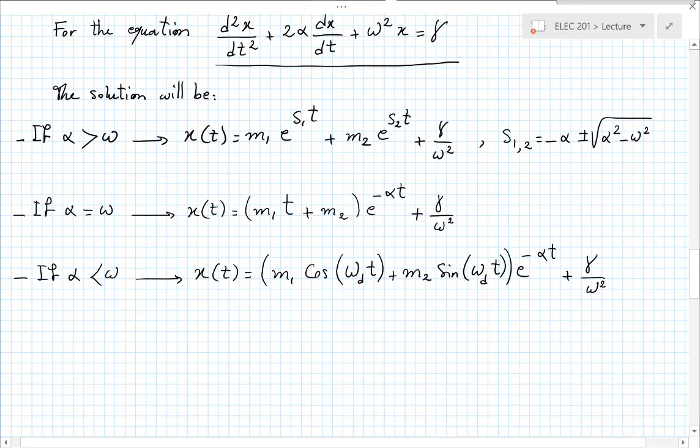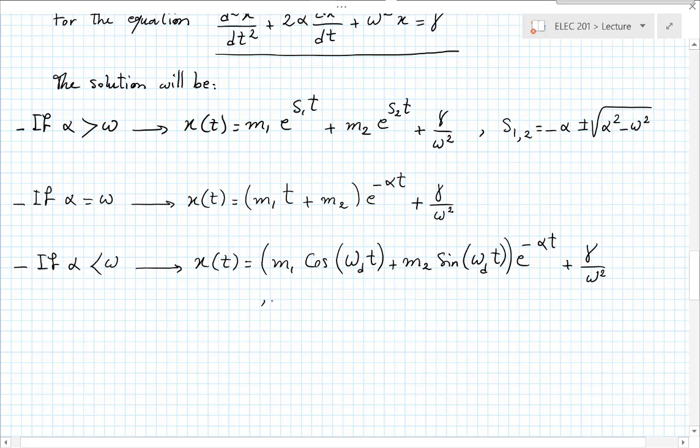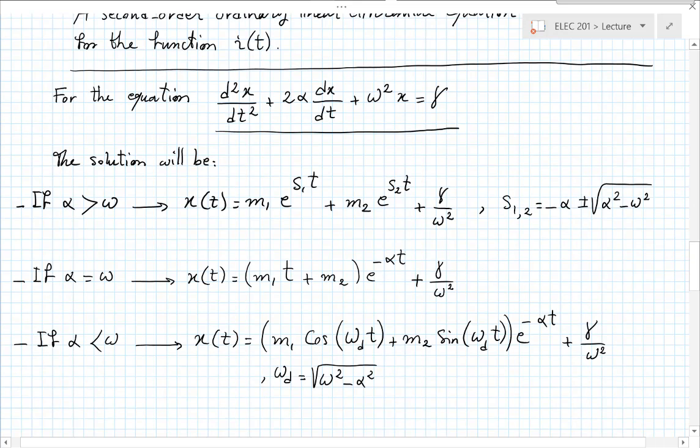And this omega d, the parameter defined here, is simply this. Okay? Now, if you have already seen this in differential equations, that's great. If not, it's a very standard thing, and to make yourself completely comfortable with it, all you have to do is try these in that equation, okay? And you will see that it works.